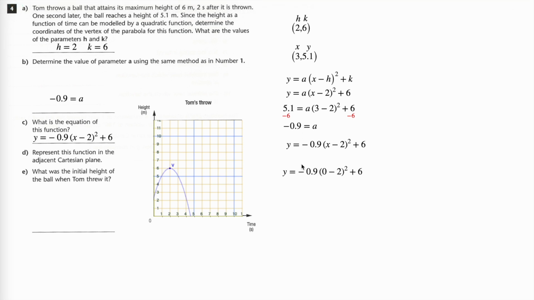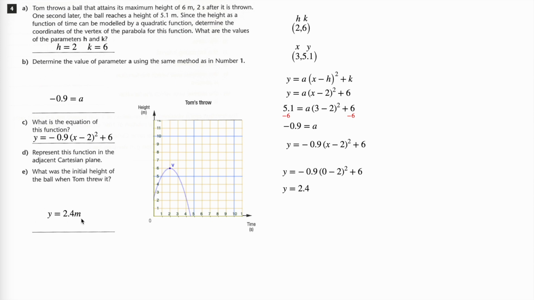All right, so for the initial value, I replace the x with 0 and solve for y. So we have minus 2 squared is 4. 4 times negative 0.9 is negative 3.6, plus the 6 gives us 2.4. And so our initial value is 2.4, so something like that.